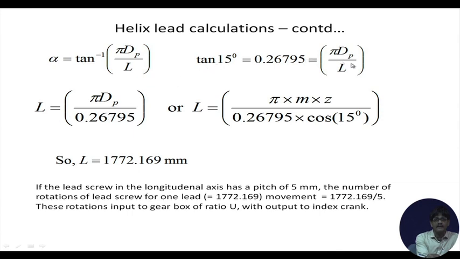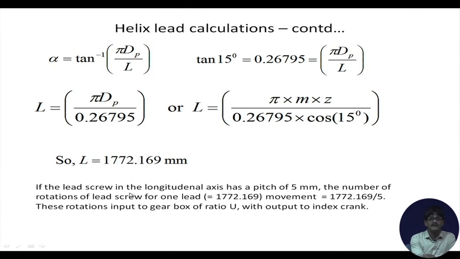So, I have taken L to the other side, upstairs, I mean to the numerator. So, L is equal to pi dp divided by tan 15 degrees, that is 0.267 etc. dp I have replaced by m into z by cos 15 degrees, and therefore, I have found L to be 1772.169 millimeters. Just imagine a small gear of 155 outside diameter having a lead of more than 1 meter, almost 2 meters, 1.772 meters. So, lead has been found out.